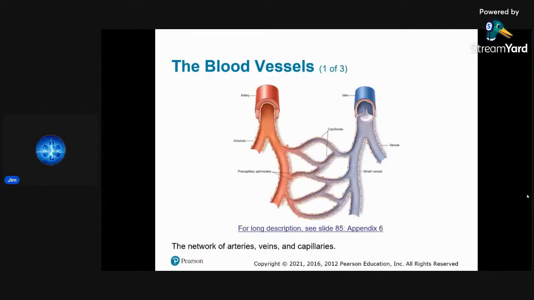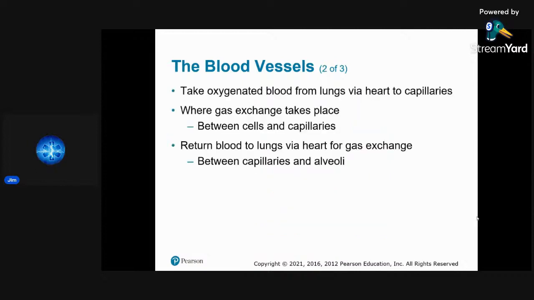Right? Here's a picture of the network of arteries, veins, and capillaries. This is how it all works. The arteries start shrinking down into arterioles and go over to the capillaries. From there, the exchange happens in the cell, and through diffusion, the carbon dioxide comes over to the venules into the veins and back to the heart and lungs. The oxygenated blood goes from the lungs via the heart to the capillaries. What the blood vessels do: we talk about the carriers.